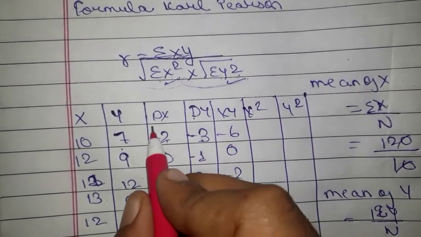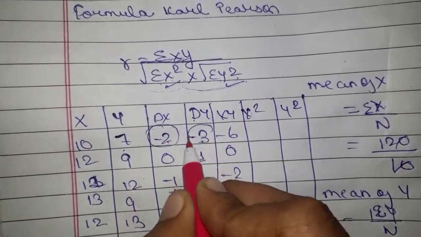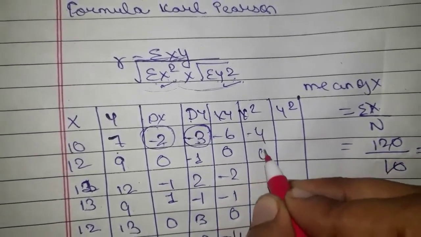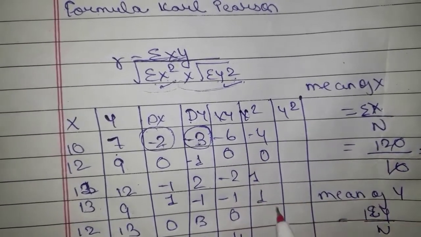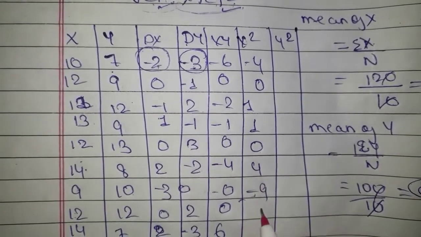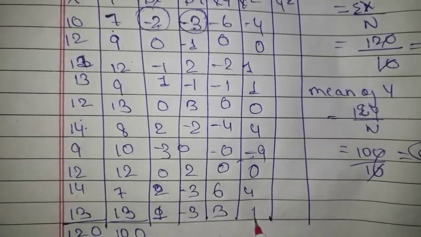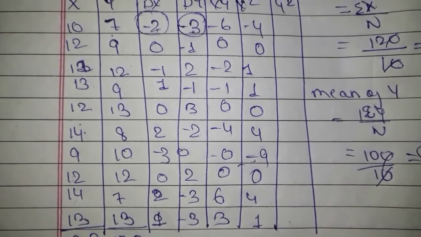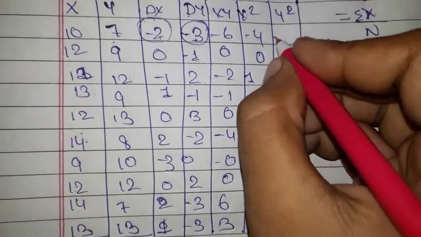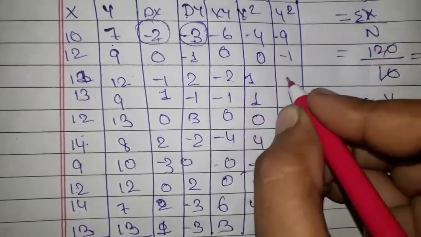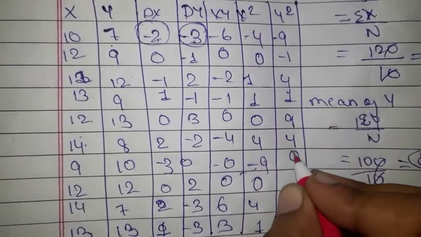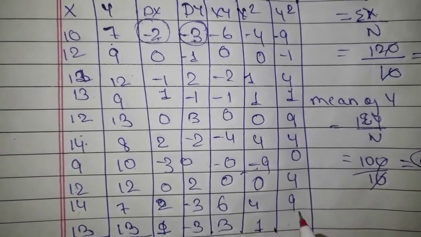Now what next we want in the formula is sigma x square and sigma y square. So calculate sigma x square as well as sigma y square. So what will be x square? 4, 0, 1, 1, 0, 4, 9, 0, 4 and 1. After calculating x square, we have to calculate y square. That is 9, 1, 4, 1, 9, 4, 0, 4, 9 and 9.